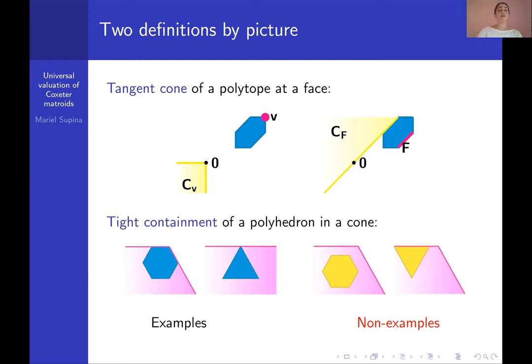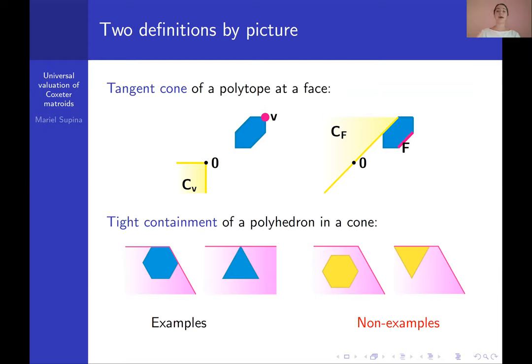So in my two good examples, I have this hexagon that's contained in the pink cone and it intersects the cone at the point of the cone. And in the second one, the triangle is in this half space and it intersects the lineality space. So both of those are examples of tight containment.